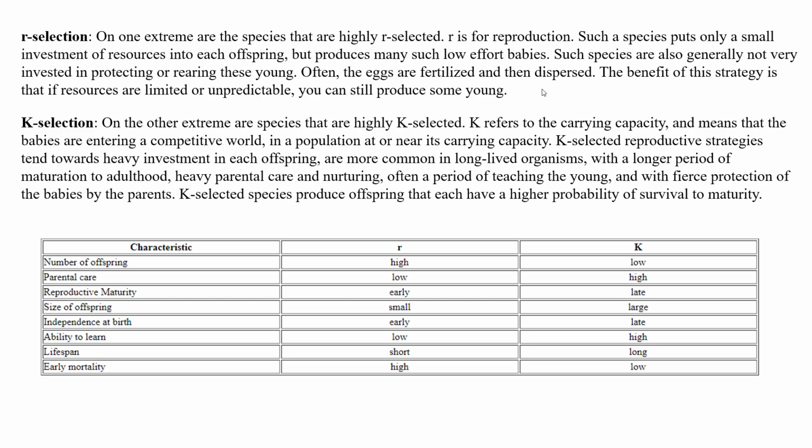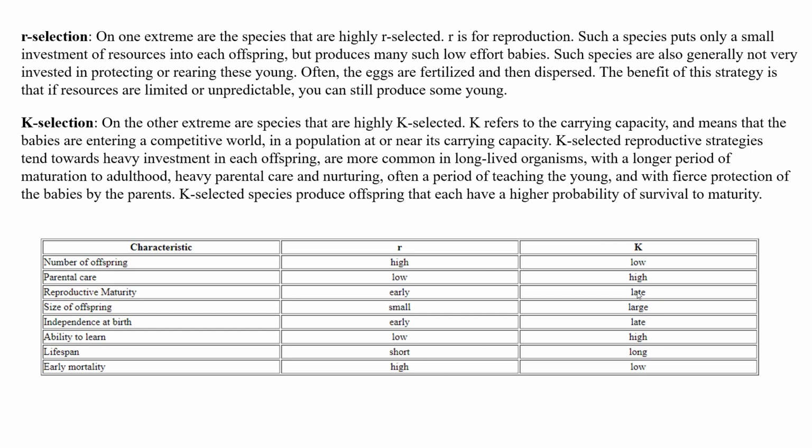So what you do is the number of offspring is high, parental care is low. Ouch. So you move on to the next offspring. Reproductive maturity is early, size of offspring small, and so on, right? So this is like sea horses or something. That's what I'm picturing right now, with early mortality.